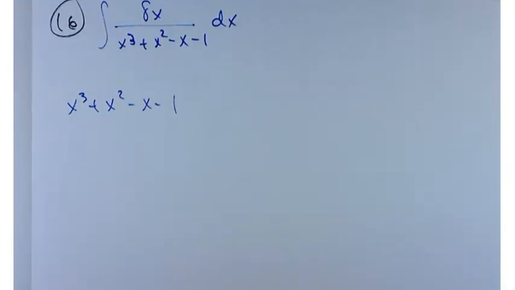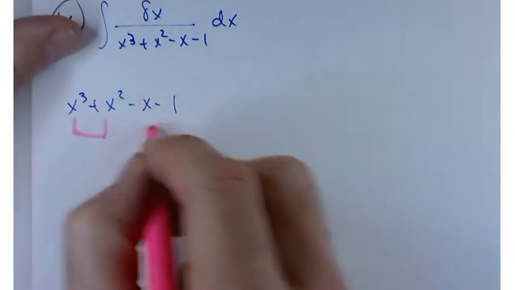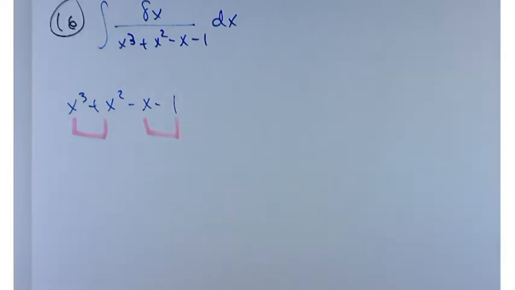So it's not a trinomial. It's a quadrinomial if you want. It's a polynomial with 4 terms. But when you have 4 terms, there's something that I always suggest. And that is factor by grouping, factor in pairs.